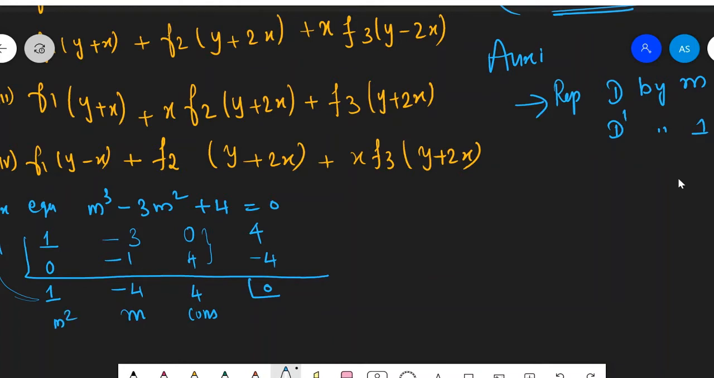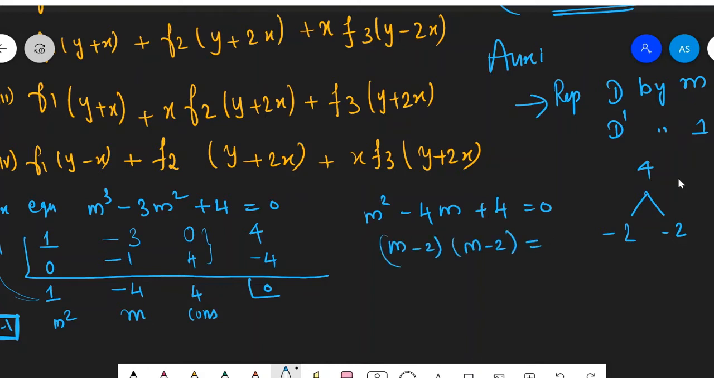So this is one of the values of m. The first value of m is minus 1. Next we have to find the other two values. So m square minus 4m plus 4 equals 0. Factorize this expression. Product should be 4 and summation should be minus 4. So minus 2 into minus 2, (m minus 2)^2 equals 0. m equals 2, 2. So values of m are minus 1, 2, 2.